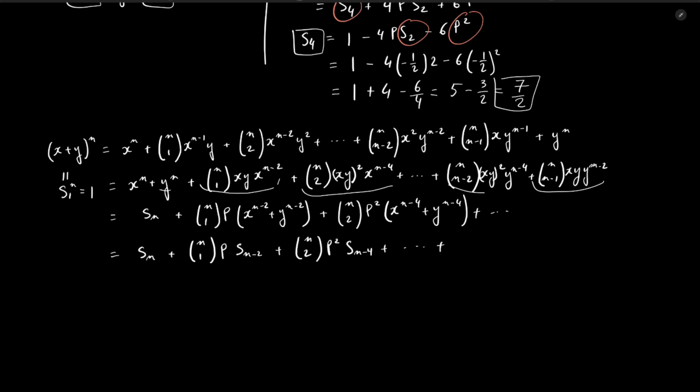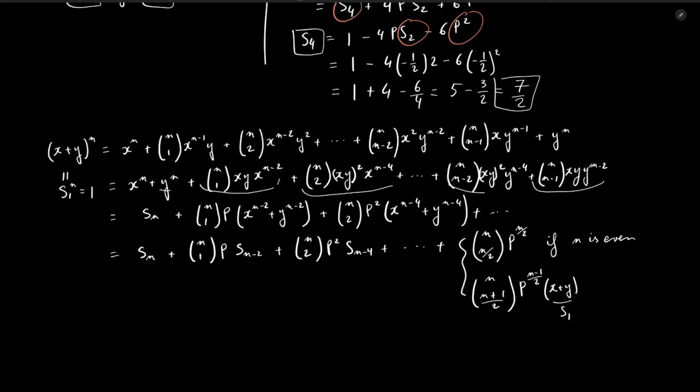plus, and here the two options are n choose n divided by 2 p to the power of n divided by 2 if n is even, and if n is odd we will have n choose (n plus 1) divided by 2 p to the power of (n minus 1) divided by 2 times (x plus y), that is also equal to S1 if n is odd.